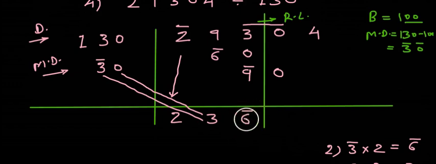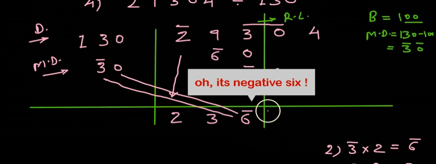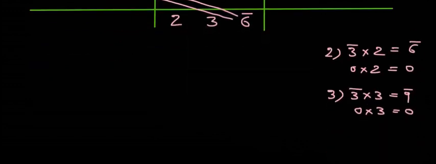Now, negative 6 has become the recent quotient digit. Now, let us multiply the two digits in the modified divisor and the recent quotient digit negative 6. See, negative 3 multiplied by 6 and 0 multiplied by 6. Right? So, step number 4.